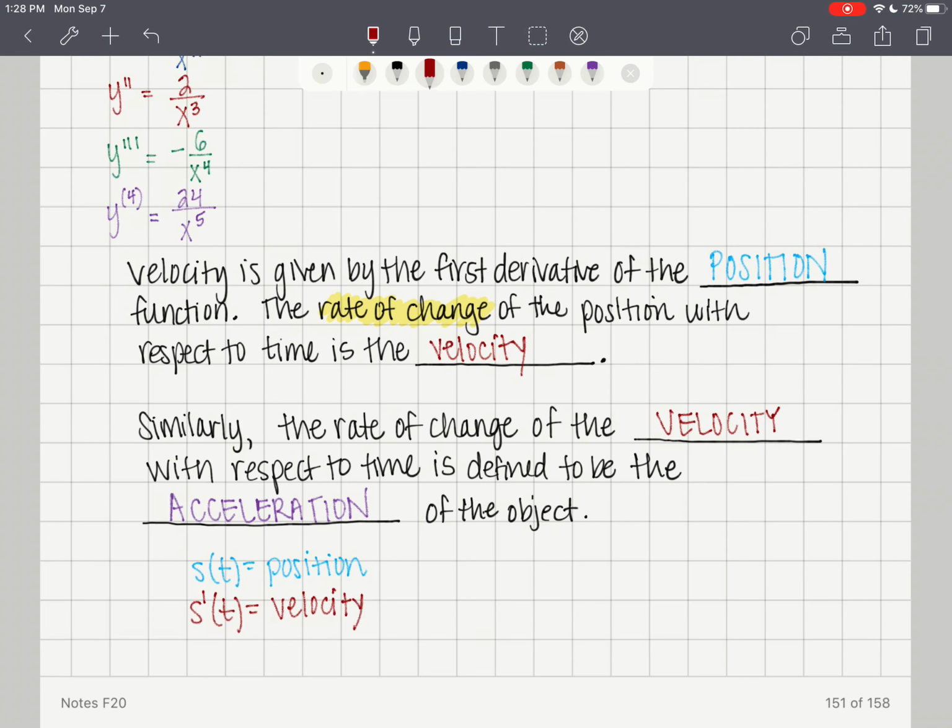And then your second derivative of position is acceleration. Much easier to spell when I'm doing uppercase and when I'm doing lowercase. Much easier to see that.